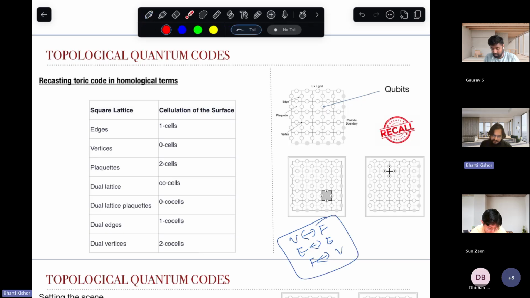And that's how you can see that vertices here are zero-cells, but a zero-cocell is a face. You see that the plaquettes are zero-cocells. Edges are one-cells, but an edge is also a one-cocell. Faces, the plaquettes, are two-cells, but the dual vertices are two-cocells. So I hope you see.